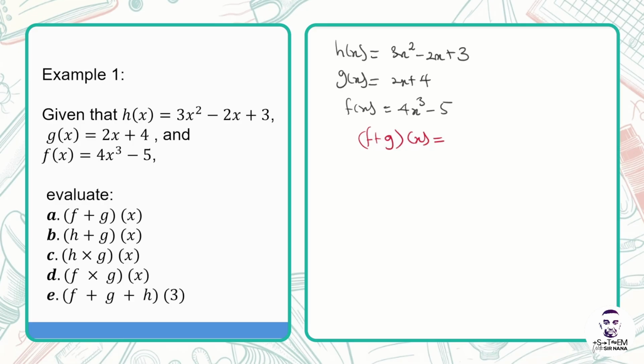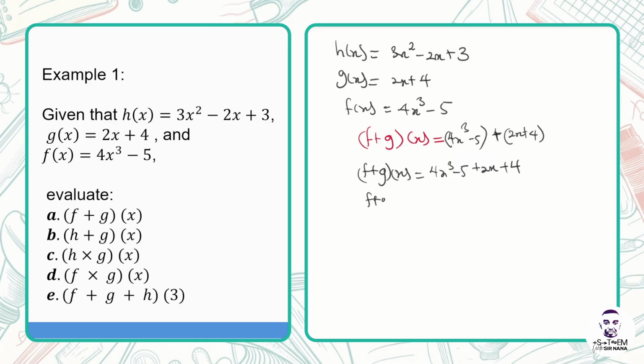So all we need to do is to take the f function, and we know that the f function is equal to 4x cubed minus 5. We put it into brackets so that we can evaluate the negative and the positive well. And then we are adding it to, so plus the function g, and the function g is 2x plus 4. So that implies that our f plus g of x is equal to 4x cubed minus 5 plus 2x plus 4.